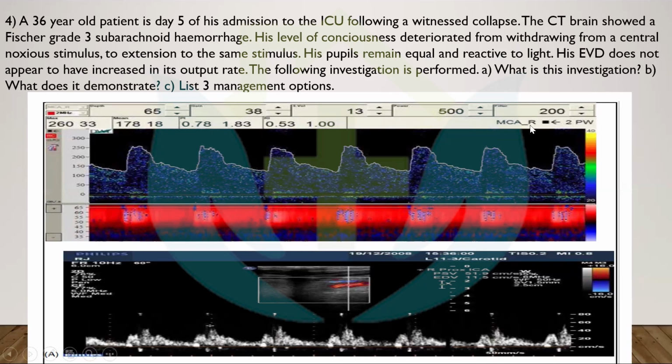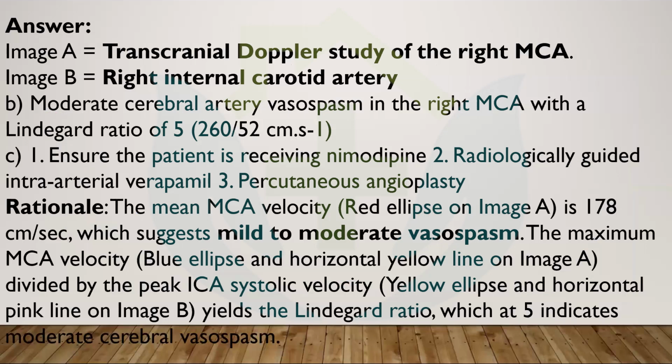This is of the middle cerebral artery. Here it is written MCAR, that means it is the middle cerebral artery of the right side. The trace is there. Here it is carotid, the second trace is of the carotid. So why are both done? Moderate cerebral artery vasospasm in the right MCA with a Lindegaard ratio of 5. What to do? Ensure the patient is receiving nimodipine, radiologically guided intra-arterial verapamil can be given, or percutaneous angioplasty. This is the treatment for the vasospasm that has occurred in this patient.